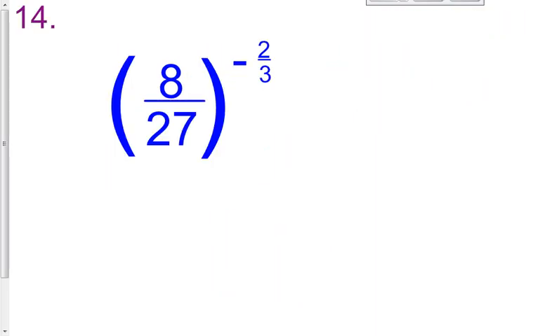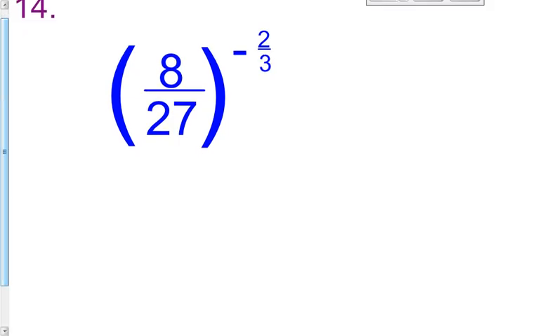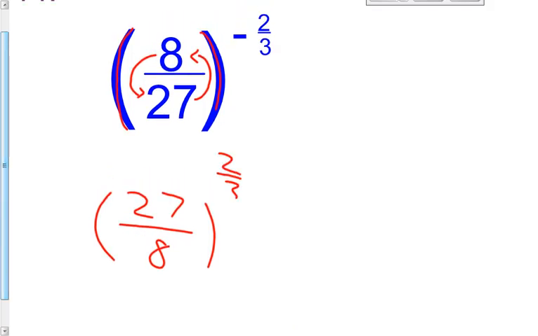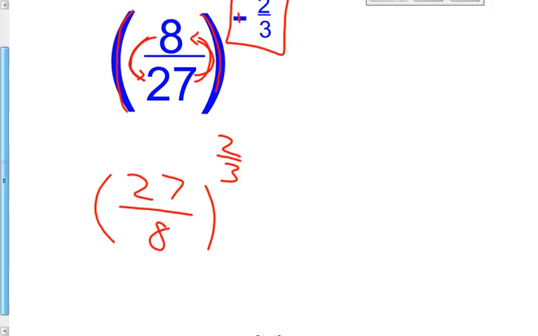Number 14. 8 27ths raised to the negative 2/3 power. A couple different ways that you could solve this one, I guess. Here's what I think is the easiest. Whenever you have a fraction raised to the negative exponent, this goes downstairs to make it a positive exponent, and this goes upstairs to make it a positive exponent. So now it's 27 over 8 raised to the positive 2/3. Whenever you see a negative exponent to a fraction, you can just flip-flop the fraction and make it a positive exponent. So now you have 27/8 raised to the 2/3.